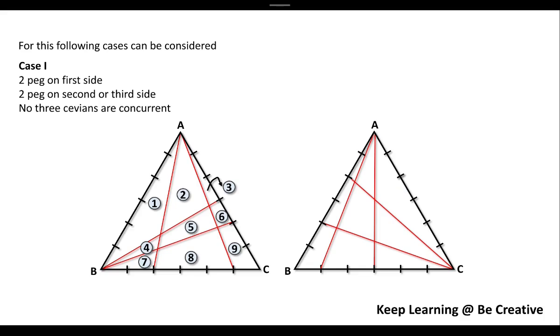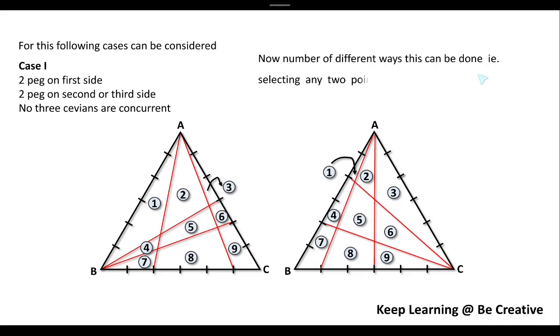Let us see another way in which we can choose the pegs. Here you can see that we have chosen 2 pegs on the side BC and 2 pegs on the side AB. Here again we can see that the number of regions into which the triangle is divided is again 9. So we can consider this case. Now we need to know in this particular case how many ways we can do this.